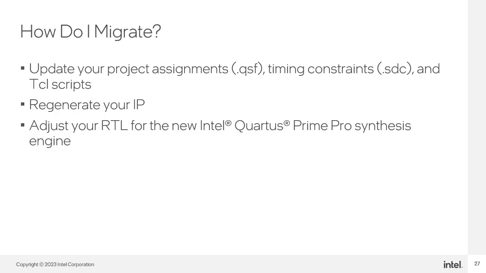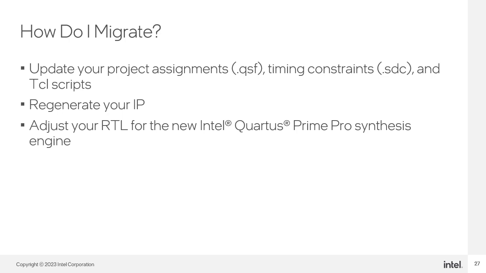Migrating an existing Intel Quartus project to the Quartus Prime Pro edition consists of three main steps. First, you'll update project assignments and other related constraints and scripts, such as SDC timing constraints, to work correctly with the Pro edition. Note that in most cases, you'll only need to open an existing project in the Pro edition and recompile for it to work. However, this first step may be necessary depending on how your project is set up.